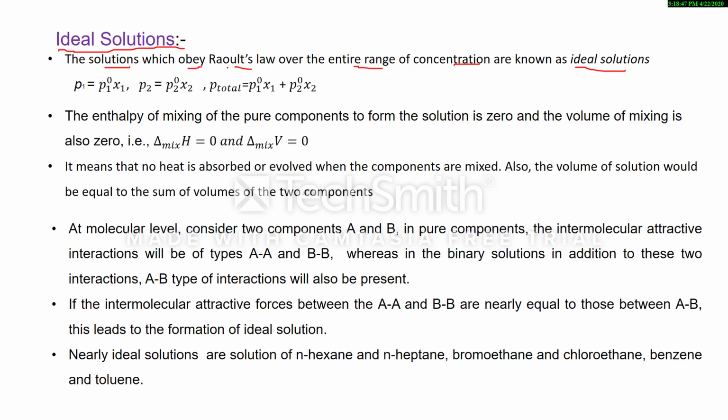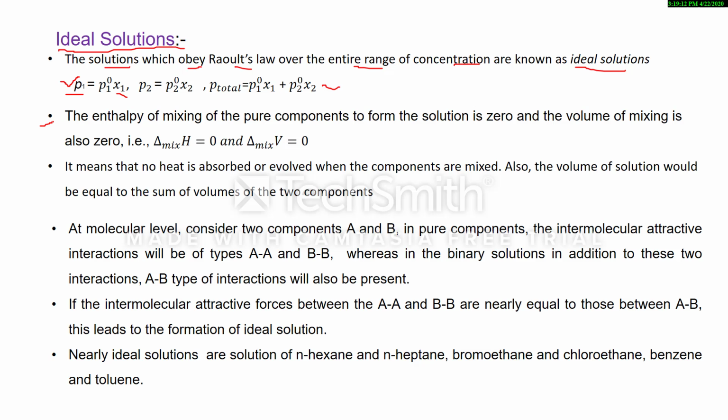And as we have discussed, what is Raoult's law? That is, the partial vapor pressure of each component is directly proportional to its mole fraction. Mathematically, we can write P1 is equal to P naught 1 multiplied by x1, P2 is equal to P naught 2 x2, and that's why P total is P1 plus P2.